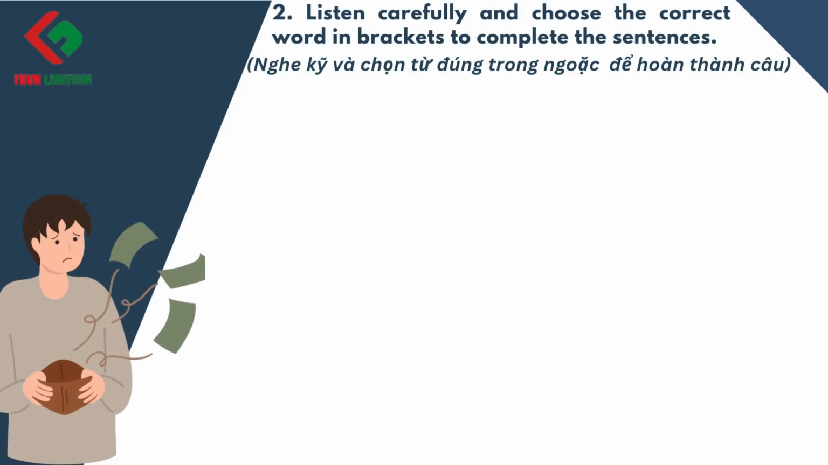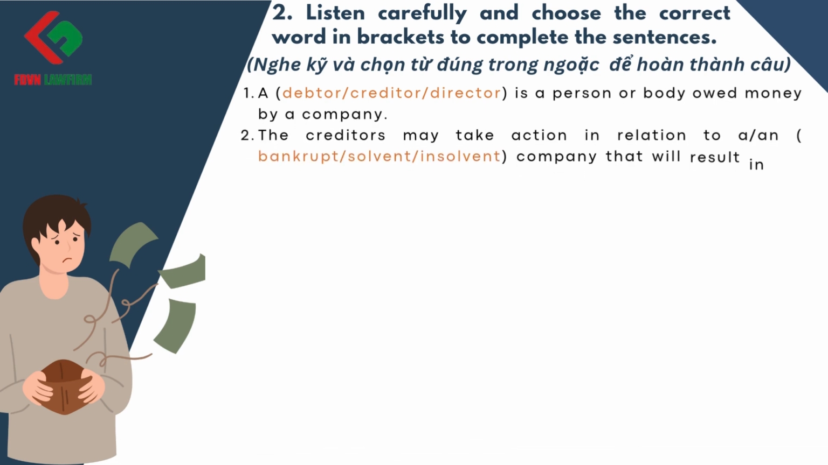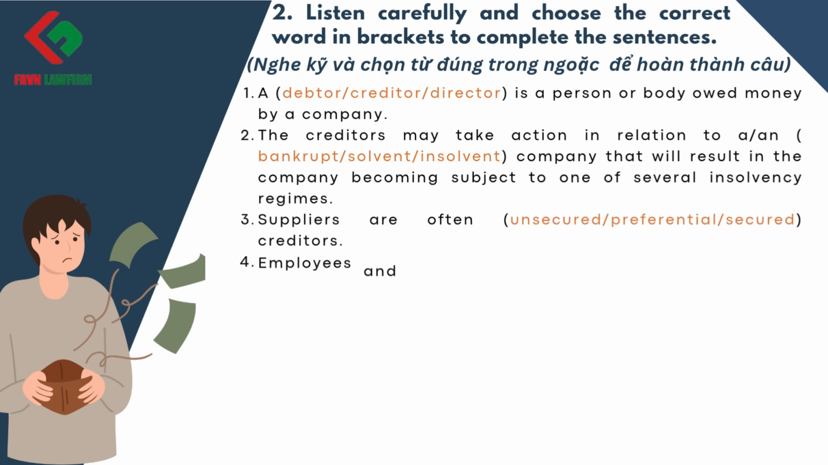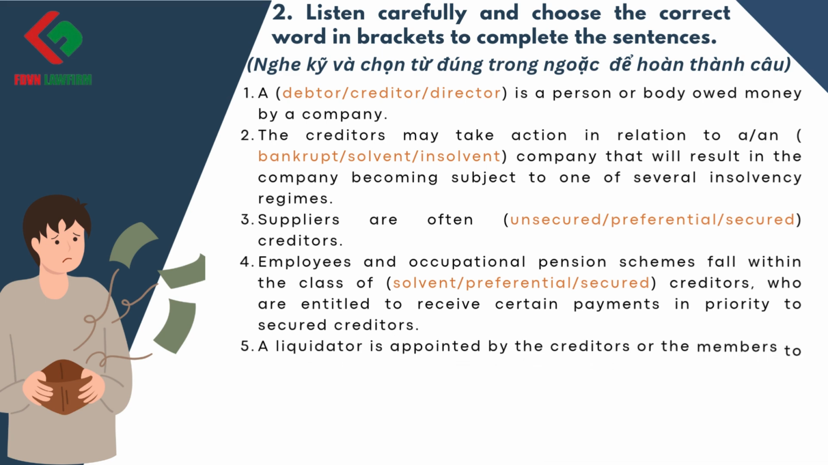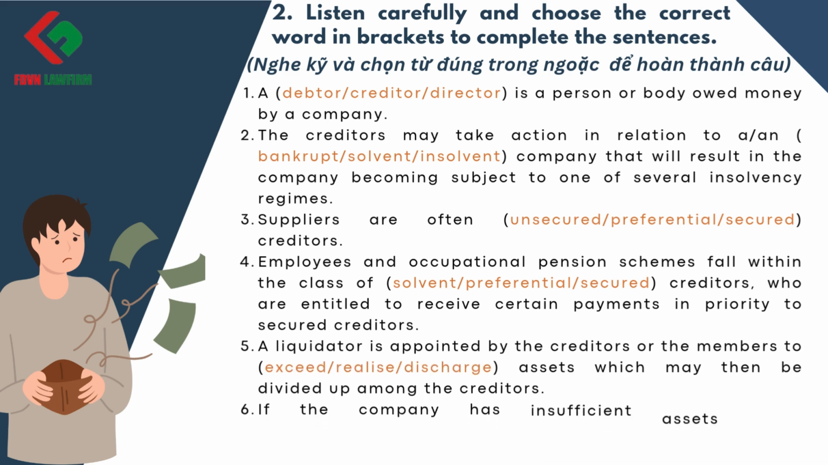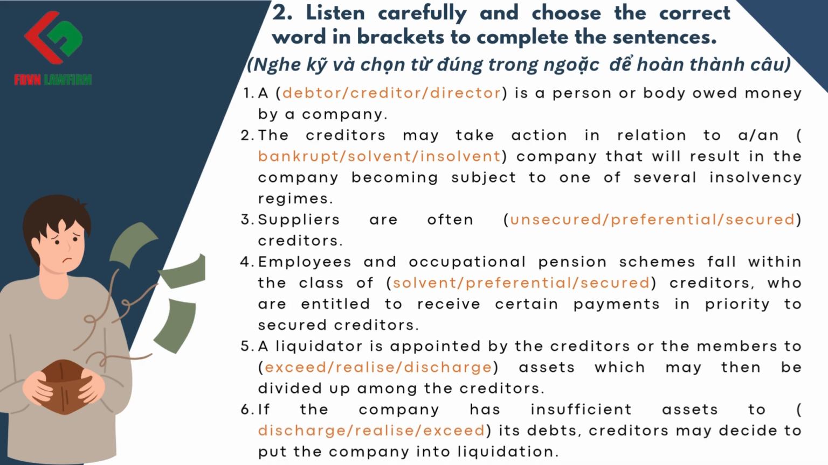2. Listen carefully and choose the correct word in brackets to complete the sentences. 1. A creditor is a person or body owed money by a company. 2. The creditors may take action in relation to an insolvent company that will result in the company becoming subject to one of several insolvency regimes. 3. Suppliers are often unsecured creditors. 4. Employees and occupational pension schemes fall within the class of preferential creditors, who are entitled to receive certain payments in priority to secured creditors.